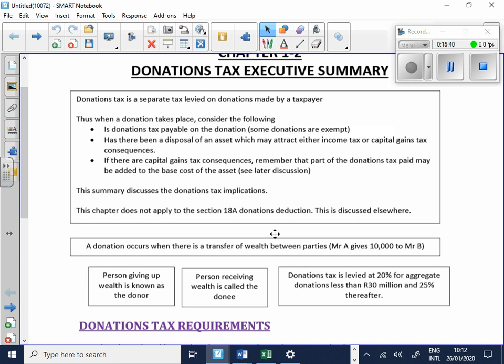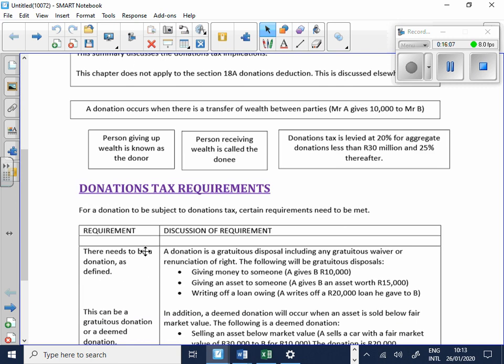And then I've got there, donations tax is levied at 20% for the aggregate donations less than 30 million and 25% thereafter. So guys, you're on a clock. As you donate more over your life, eventually you will reach 30 million cumulative over your life. Are you guys comfortable? And then above that, it'll be at 25%. Are you guys comfortable with this? That makes sense.